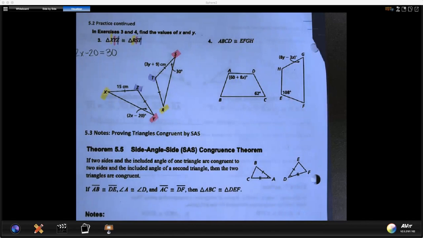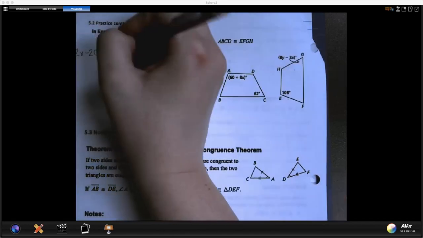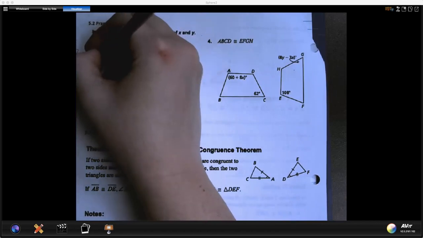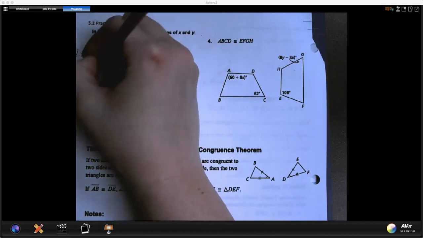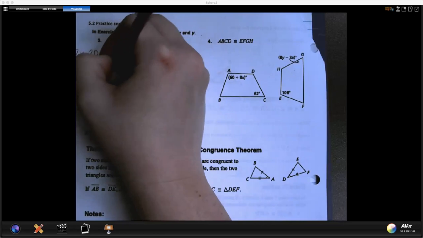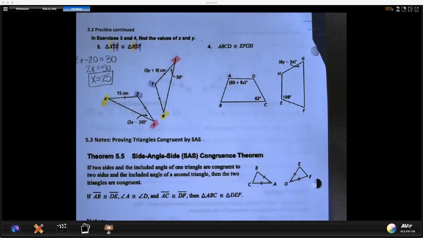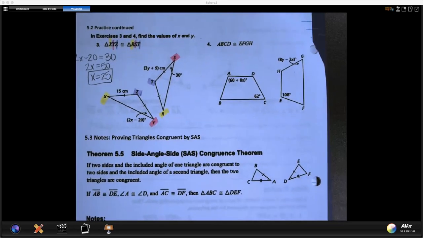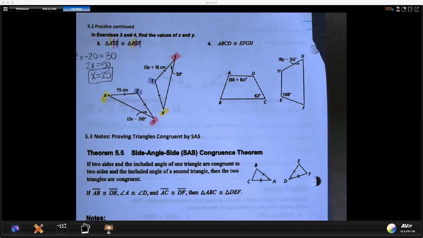Right. What does x equal in this scenario? 25. Good. I add the 20 over. I get 2x equals 50, divided by 2, and x equals 25. Good. Okay. What are we going to do about the y variable? The issue with the y variable is, do we have a matching part with what we're given?